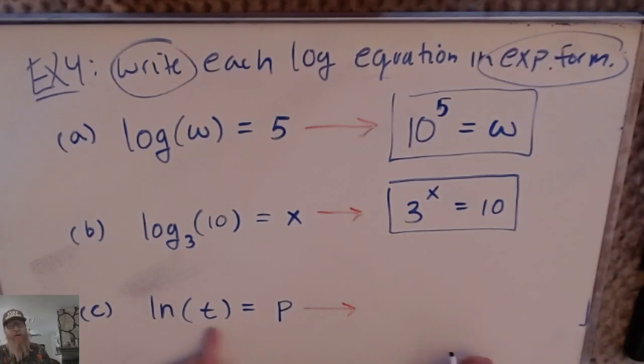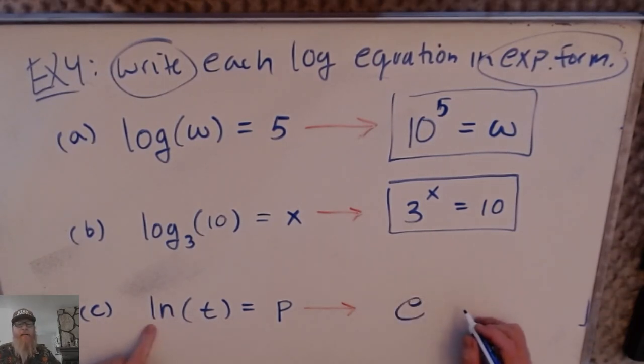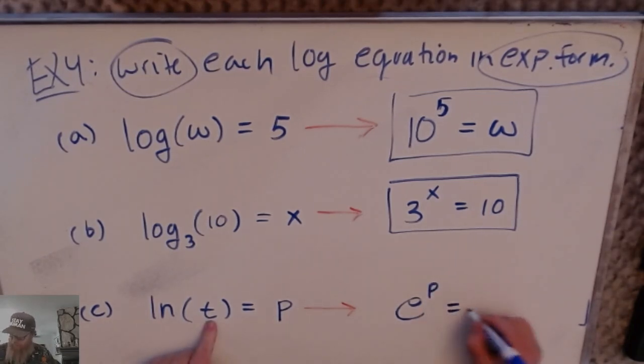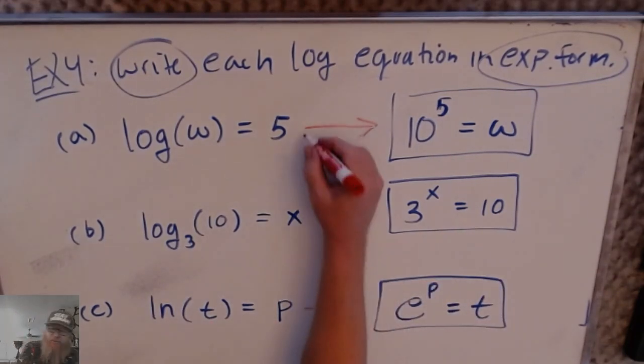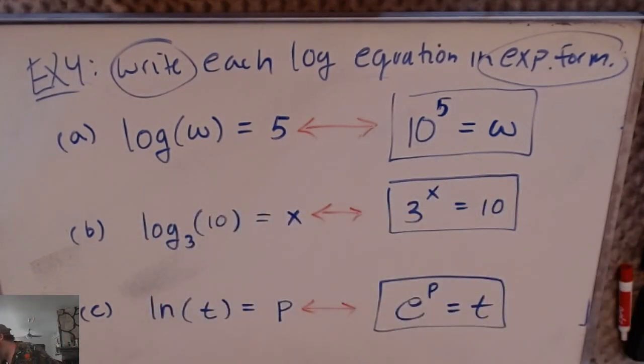All right, this one has variables on both sides, so make sure you put them in the right order. The base is e because it's natural log. The exponent is p, and the argument is t. And again, these are two-way streets. You should be able to go back and forth between these relatively quickly and easily.